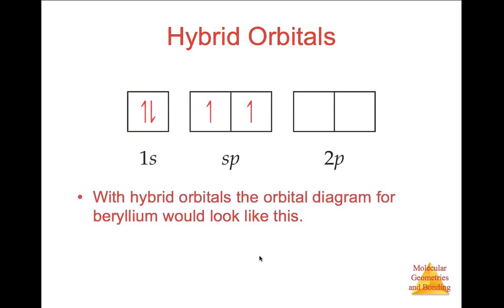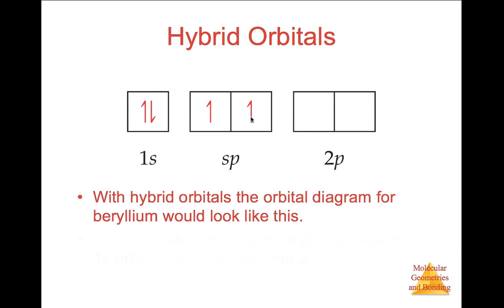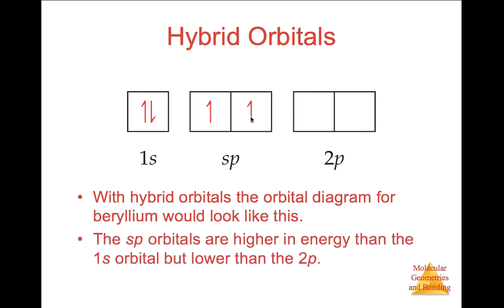With hybrid orbitals, the orbital diagram for beryllium would look like this. Notice how there is a 1s orbital, then there would be the sp hybridized orbitals, and then there would be the empty 2p orbital, because one of the 2p orbitals went and joined together with the 2s orbital to form the sp hybridized orbitals. Now each one of these unshared electrons could go and form a bond. The sp orbitals are higher in energy than the 1s orbital but lower than the 2p. Energy-wise, they fit in the middle.